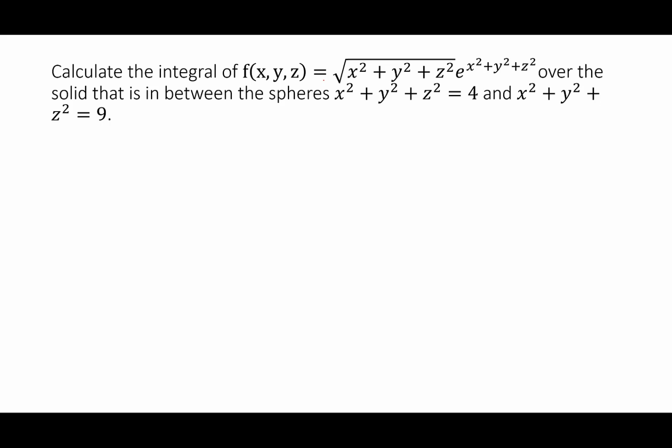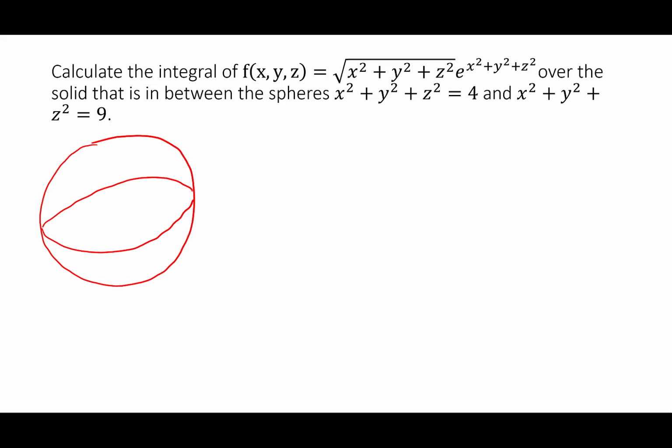And actually, since we are dealing with spherical coordinates, we're going to take these spheres and put them in spherical coordinates right away. So first let's go ahead and draw our solid. Let's say that this is a sphere of radius 9, and then we have a smaller sphere inside of radius 4.